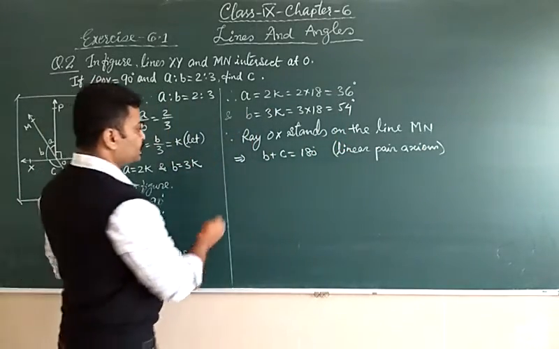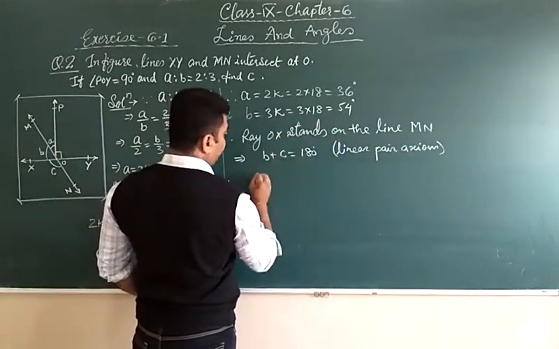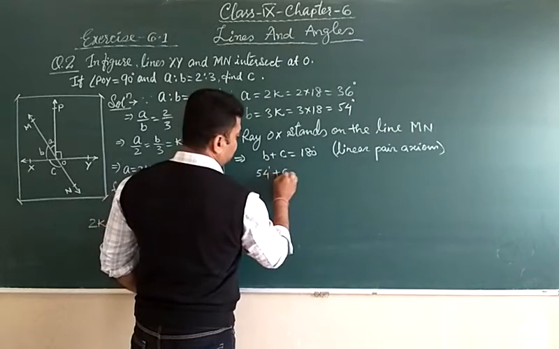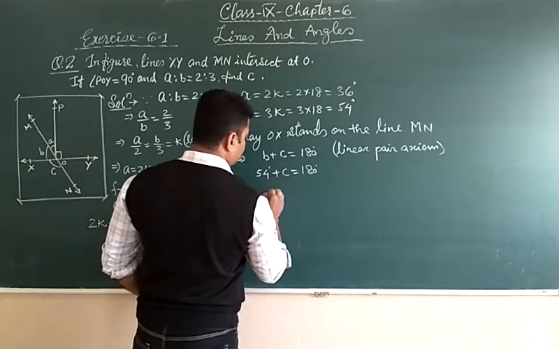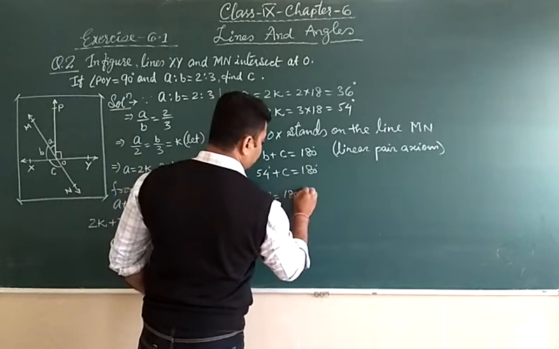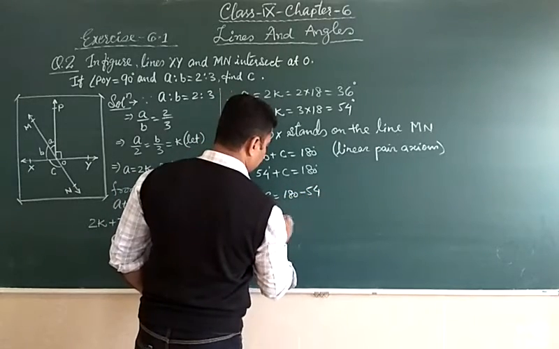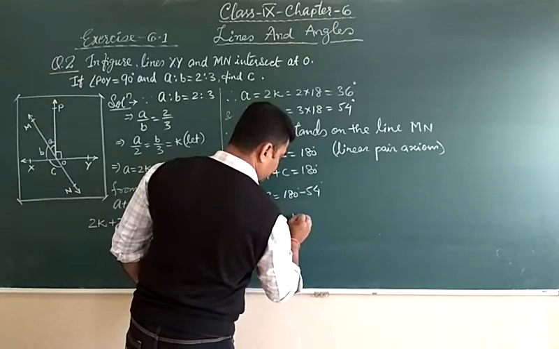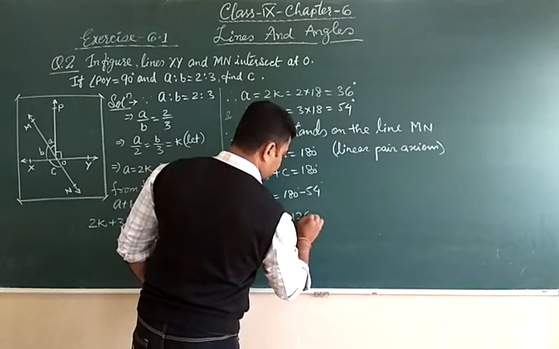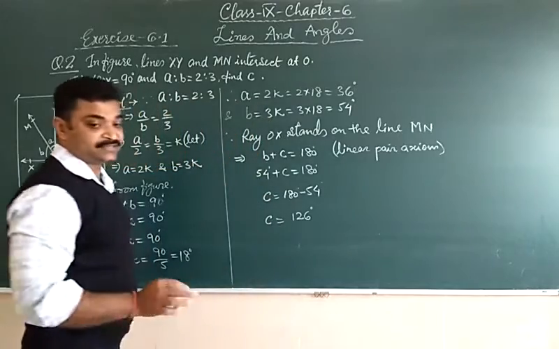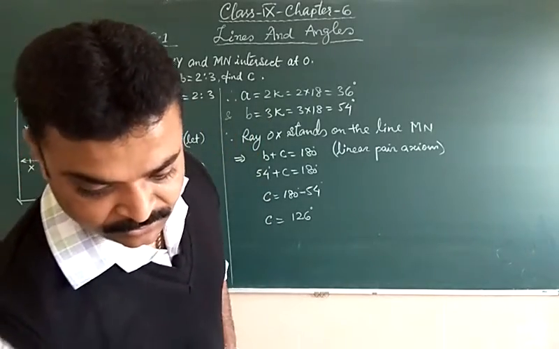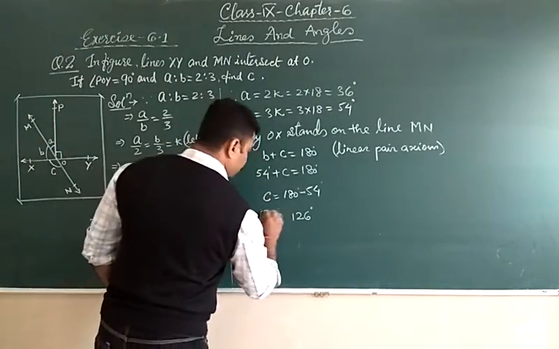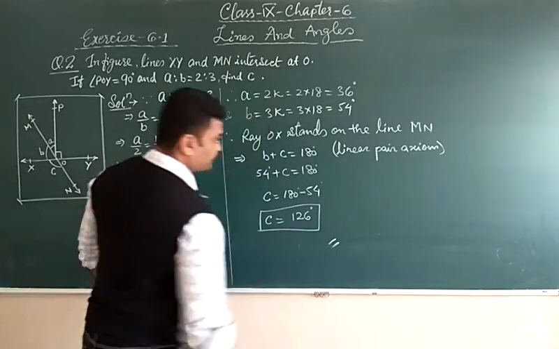Clear? So value of angle B is 54 degree plus C is equal to 180 degree. So C is equal to 180 minus 54. So C is equal to 126 degree. So angle C is equal to 126 degree. Okay. So this is the answer.